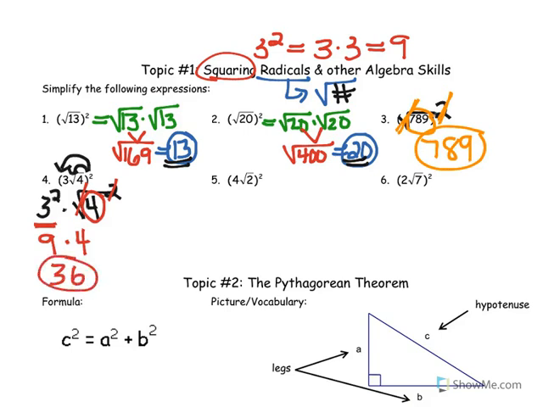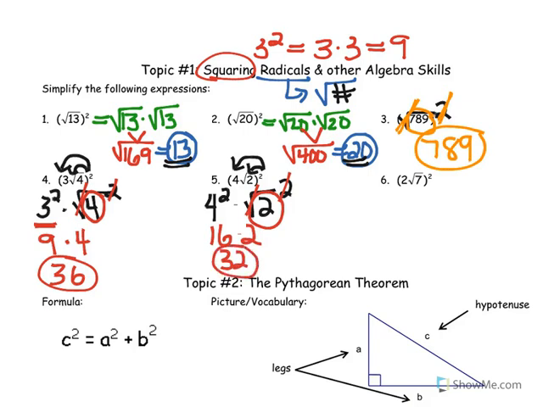All right, let's look at example number 5. I'm going to distribute the square to both terms inside the parentheses and write that as 4 squared times root 2 squared. I'm going to recognize that 4 squared is 16. The square root and the square cancel. I'm left with just 2. And I'm going to do 16 times 2 and get 32, and I'm done.